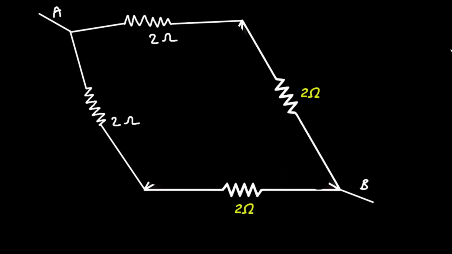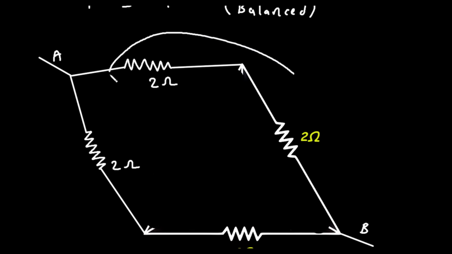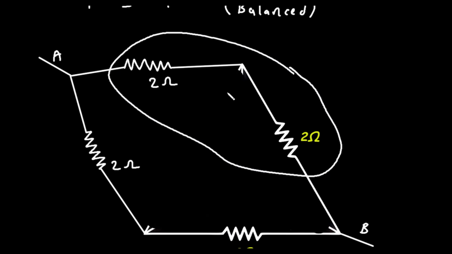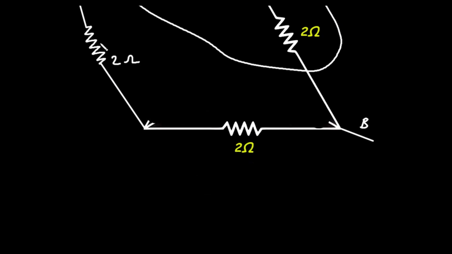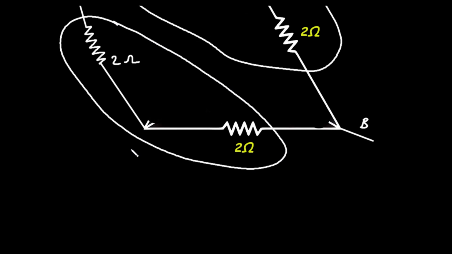Now here we can see this 2 ohm and this 2 ohm are connected in series. So this will be 2 ohm plus 2 ohm, simply 4 ohm. Now this 2 ohm and this 2 ohm are connected in series, so this will be 4 ohm again.